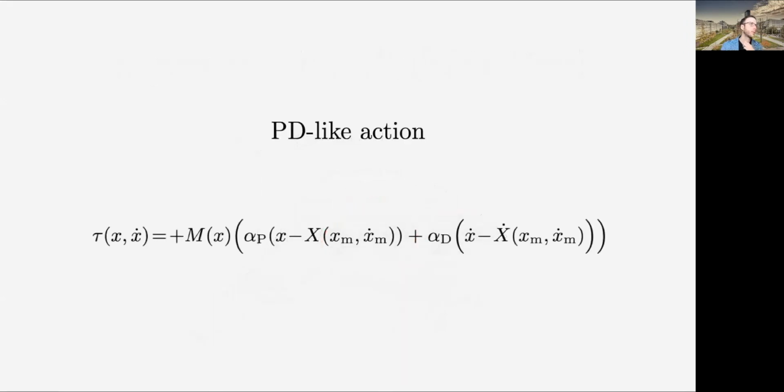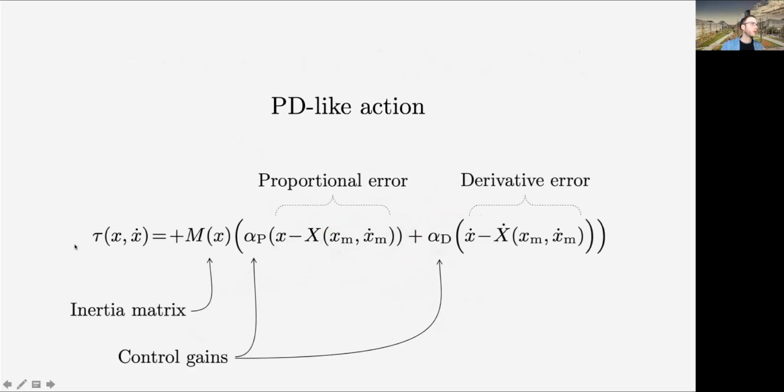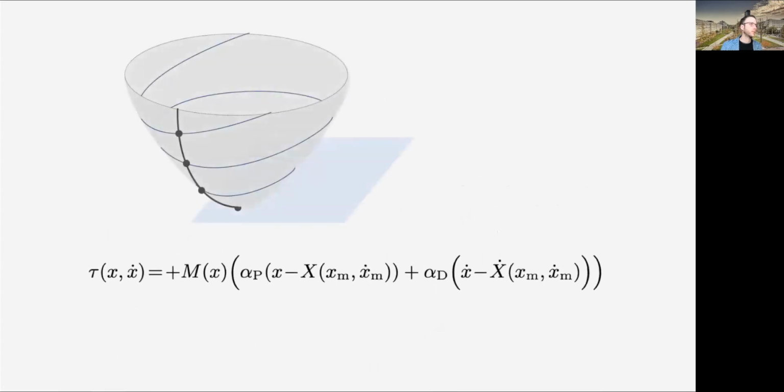And to this end, we propose a PD-like action. So we have the torque produced by the controller. It's oriented through the inertia matrix, but then it is defined by a very simple PD rule. So we have here our control gain, and then we have our proportional error and the derivative error. The complex part to grasp is probably how this proportional and derivative error are defined. So let's look more closely at that.